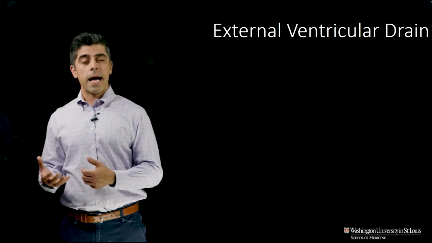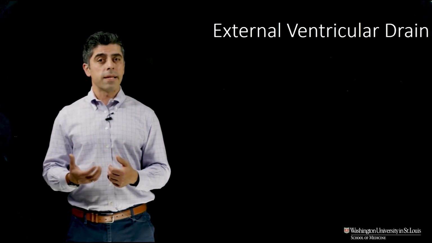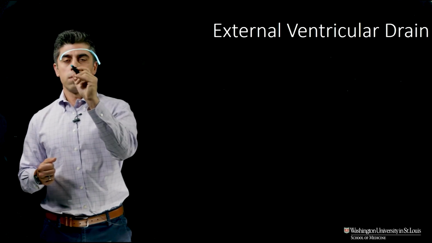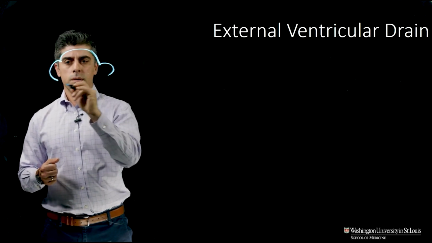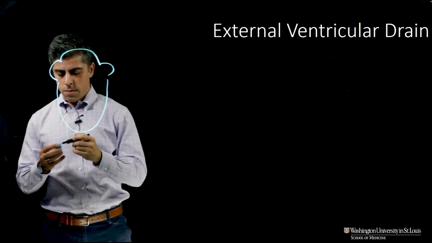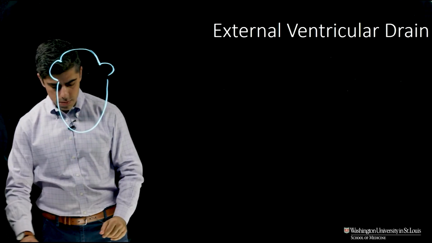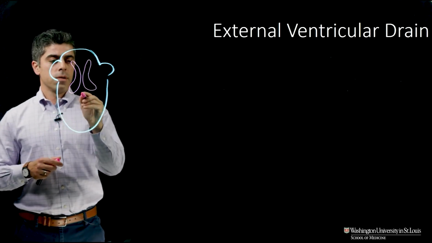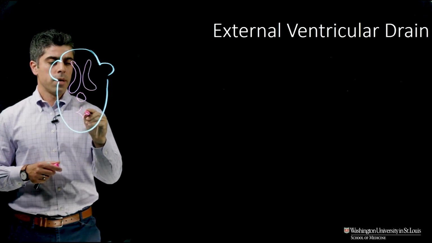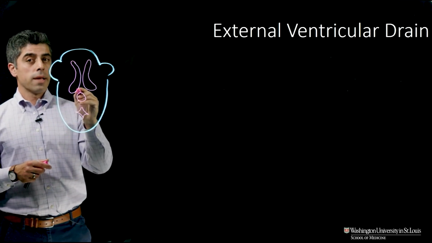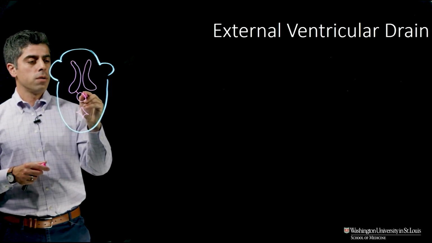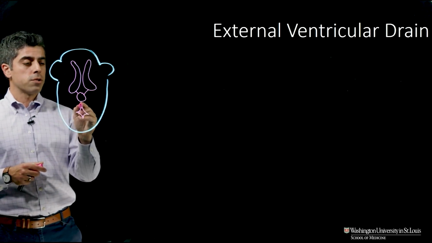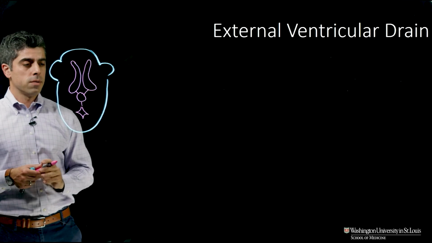I commonly get asked, how does an EVD work and what are the things to think about when placing an EVD? So I'm going to draw my TBI patient. Here are the lateral ventricles, the third ventricle, and the fourth ventricle. The lateral ventricles are connected to the third ventricle by the foramen of Monro. The third ventricle is connected to the fourth ventricle by the cerebral aqueduct.